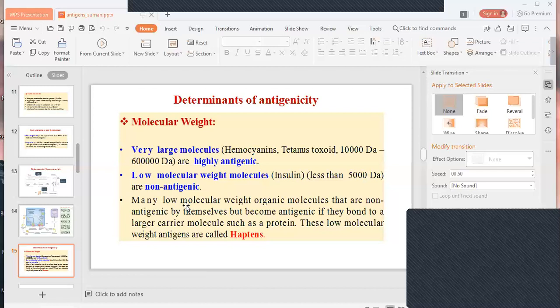Eventually, they will not behave as an antigen, but they can show antigenic behavior if they are bound to a larger carrier molecule, mostly a protein molecule. And when they combine with this protein molecule, this low molecular weight organic molecule can now show antigenic behavior. That is why these sorts of molecules are known as haptens.